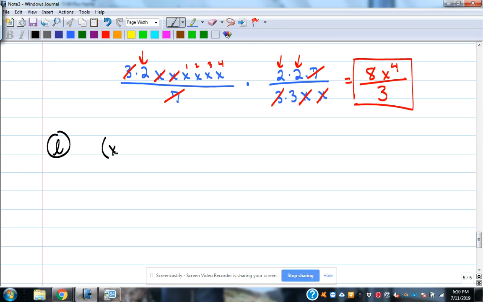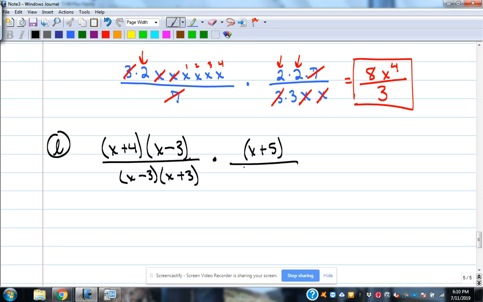Say we had (x plus 4)(x minus 3) on the top, and then an (x minus 3)(x plus 3) on the bottom, times another fraction that has an x plus 5 on the top, and then an (x plus 4)(x minus 1) on the bottom. It's already factored for us. We don't have to do any factoring on this one.